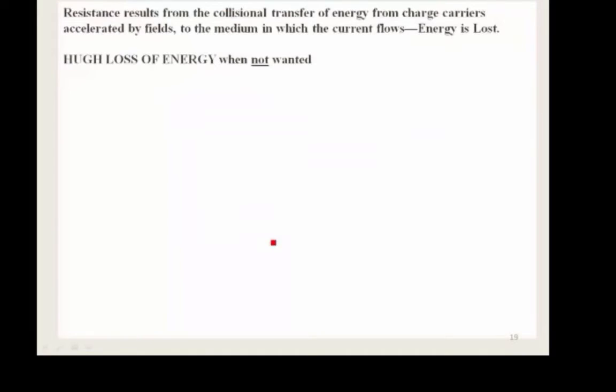Let's talk about waste. Waste or not to waste, that is the question. We know that resistance results from the collisional transfer of energy from the charge carriers, which are being accelerated by the electric field, which we know is non-zero in the material, to the medium. Where current is flowing, say through this conductor or resistor, energy is lost. There's high loss of energy when it's not wanted. Well, what about when it's wanted?